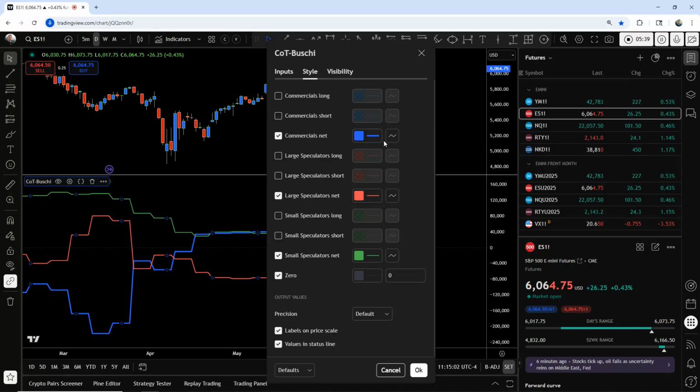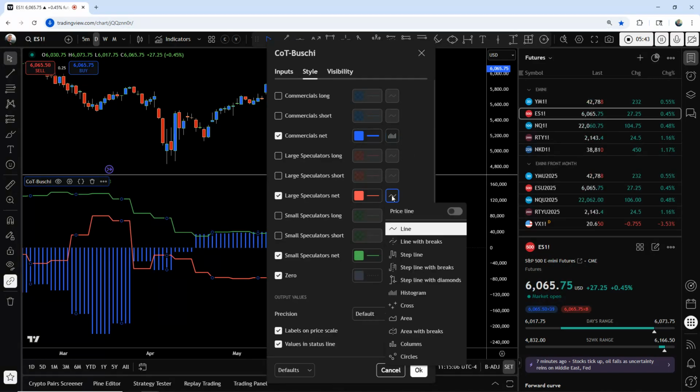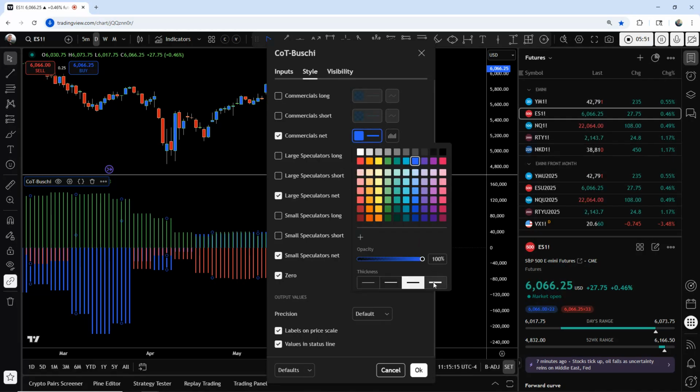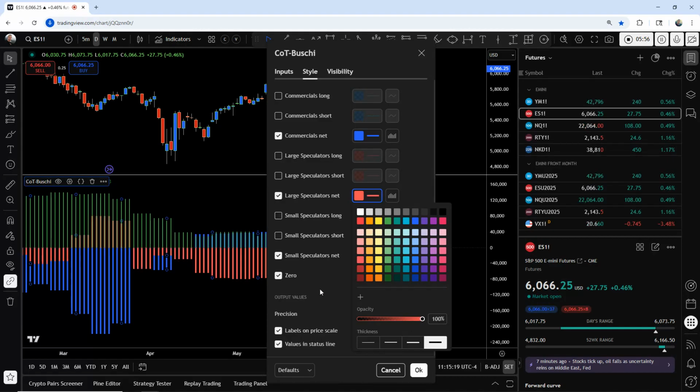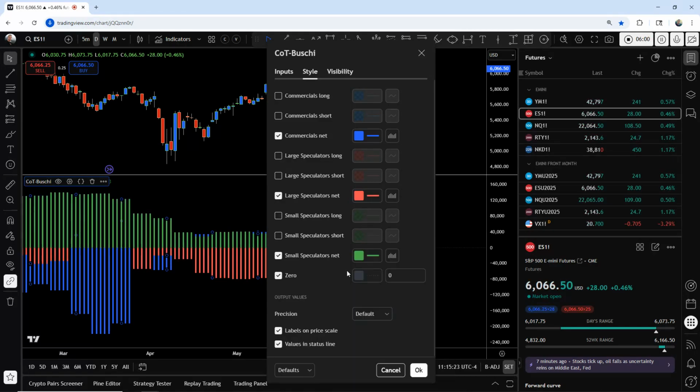That's all you need. Okay, and then what I do is I like to change it to a histogram over here, so I can see it better. That's just me personally. You could do whatever you want, but I think it's pretty easy to do that. I like to make it a little bit thicker, so I'll use a thicker line here, here, and here.